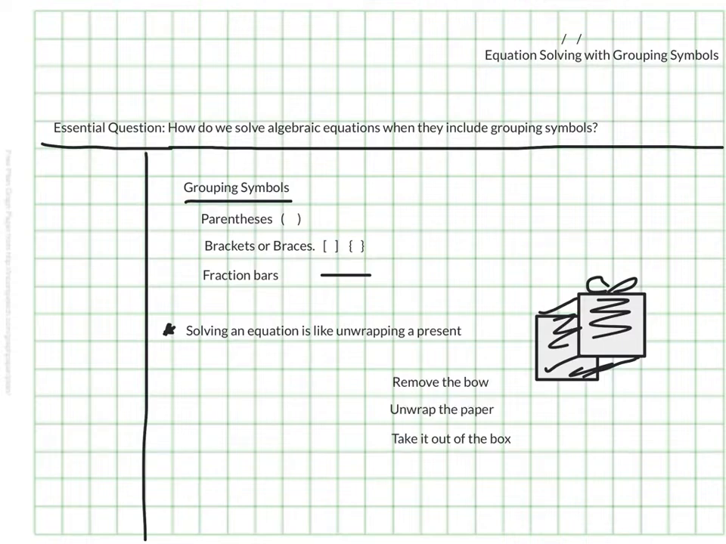And if we wanted to unwrap this gift, we would remove the bow, we would take off the paper, we would take it out of the box, right? We would go in the opposite order in which it was put together. Mathematically, of course, we are doing the inverse operations, but sometimes it's good to have an analogy.